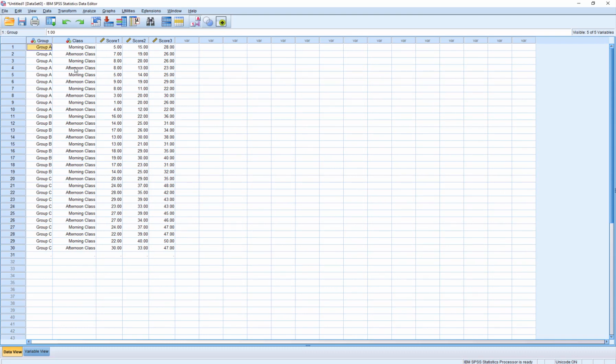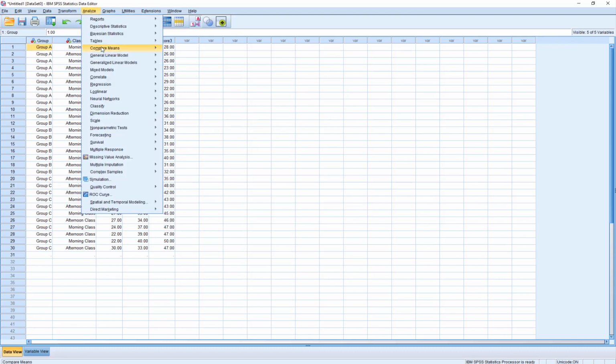The first ANOVA that I'm going to cover today is called the one-way ANOVA, sometimes known as the one-factor ANOVA. The one-way ANOVA takes one independent variable and compares 3 or more levels of that independent variable. If you have less than 3 levels of one independent variable, just use a t-test. To start the one-way ANOVA, we go to Analyze, Compare Means, One-Way ANOVA.